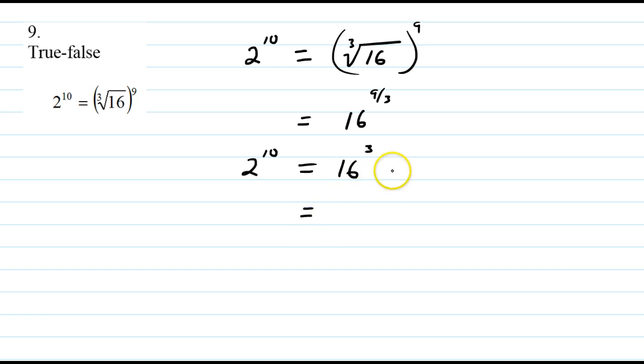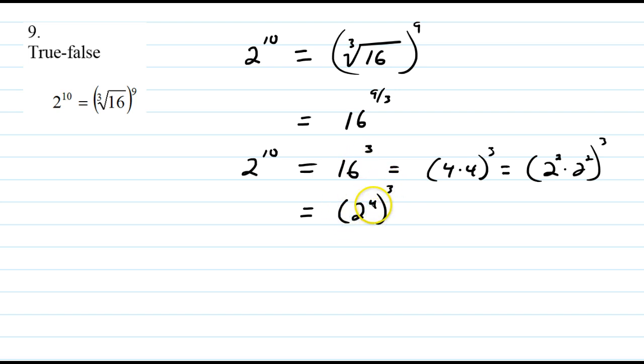Well, 16 is really 4 times 4, which is really 2 squared and 2 squared gives us 2 to the 4th, so 16 is really 2 to the 4th to the power of 3, and so when I go power to power, I multiply, and this gives us 2 to the 12th. So this would be false. They're not equal.